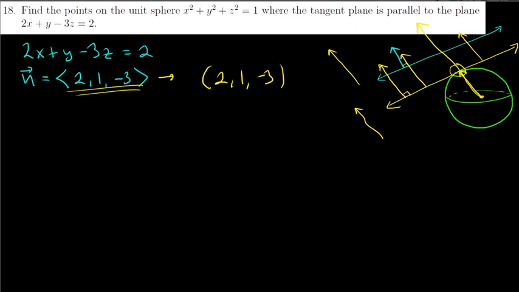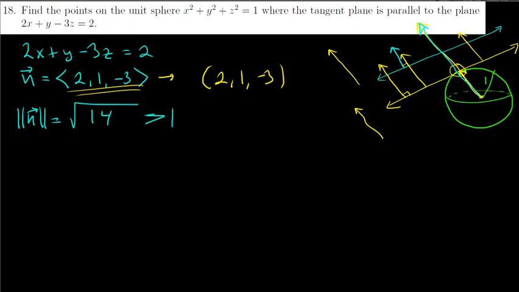Remember, the sphere has radius 1. This vector has magnitude what? The magnitude of n is going to be the square root of 4 plus 1 plus 9, so the square root of 14, which is clearly bigger than 1. And that's why this vector just goes way out up here. So what are we looking for?